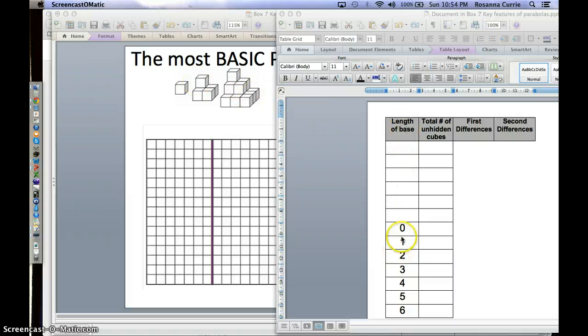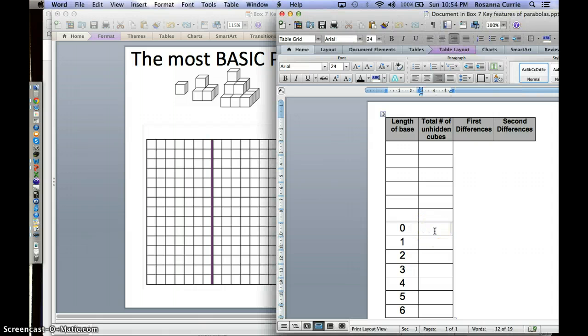So if your length of base is 0, so if you have no side length here, then you can see 0 unhidden cubes, so this number right here is 0. Okay, if the length of base is 1, that was what this scenario looked like, then you can see 1 cube. So this next number is 1. If the length of the base was 2, so that's what this is, 1, 2, then you can see 1, 2, 3, 4 cubes. And then next we have the side length of 3, 1, 2, 3, and you can see here 1, 2, 3, 4, 5, 6, 7, 8, 9 cubes. So next would be 9.